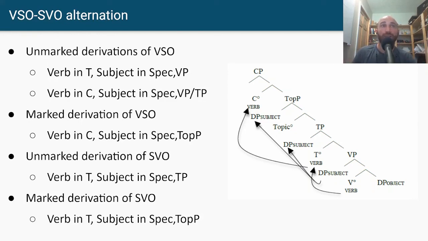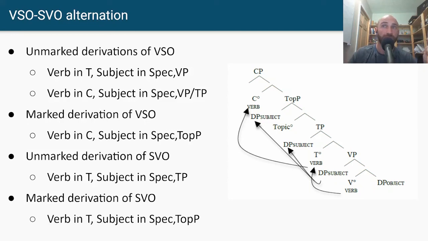We could also have an unmarked derivation of SVO. So she says that if the verb is in T, right, which is what she says is the default, the subject could be in the specifier of TP. We know that the specifier is the leftmost part of whatever phrase we're talking about. So if the verb is the head and the subject is the specifier of the same phrase, then the subject would have to be before the verb, right? We have SVO. The specifier of the tense phrase is a pragmatically neutral slot. We're not going to see a special meaning of the subject in that position.